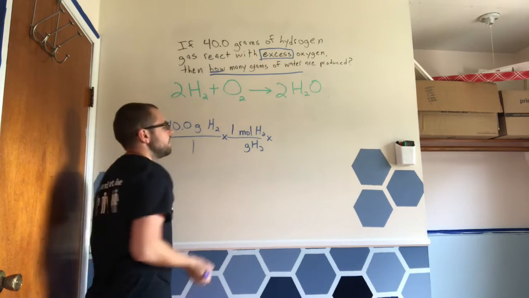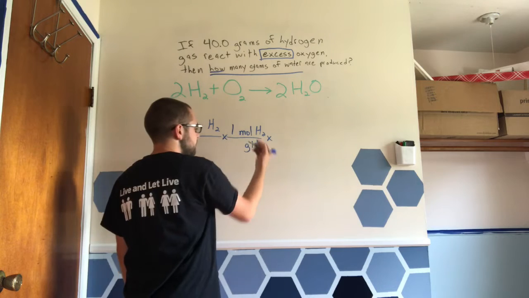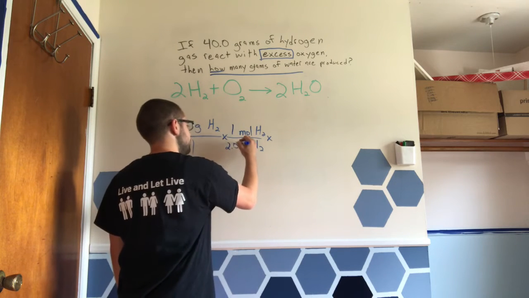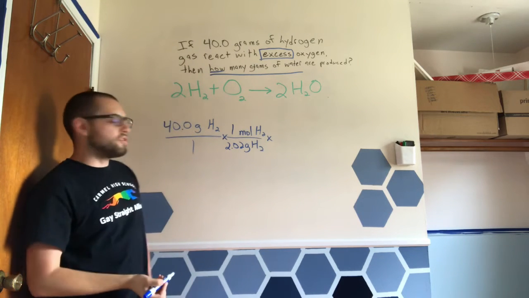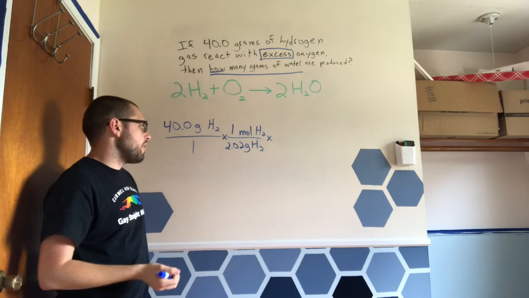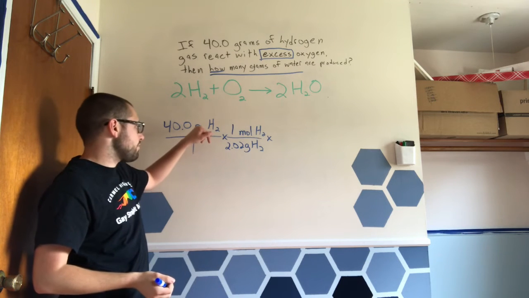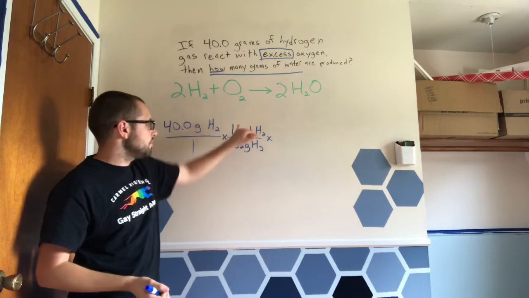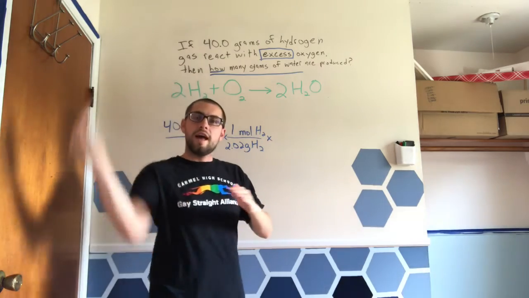1 mole of hydrogen gas. It's 2 atoms of hydrogen, about 2.02 grams in that ballpark. So I went from grams to moles. Now that I'm in moles, I can go over that mole bridge.